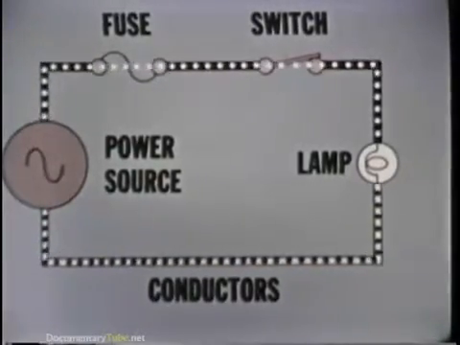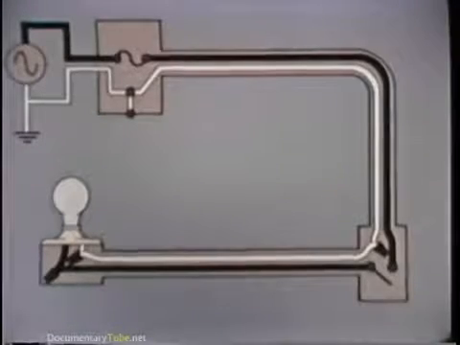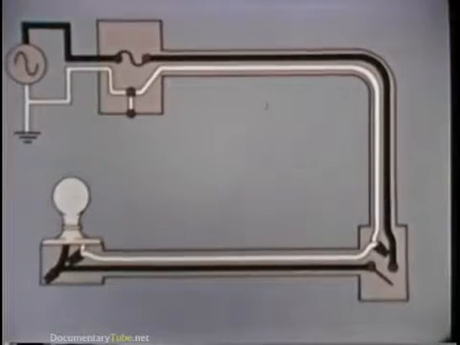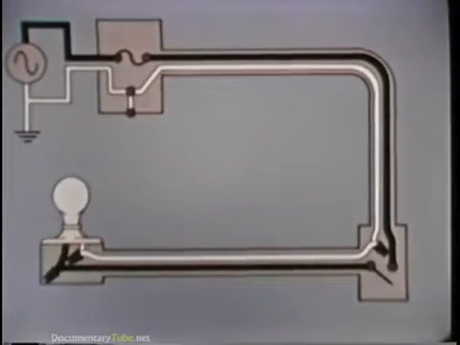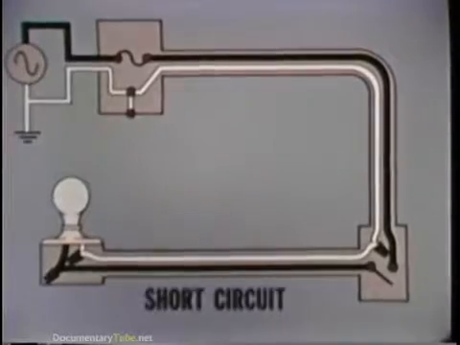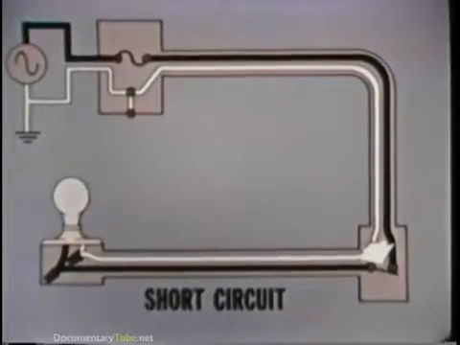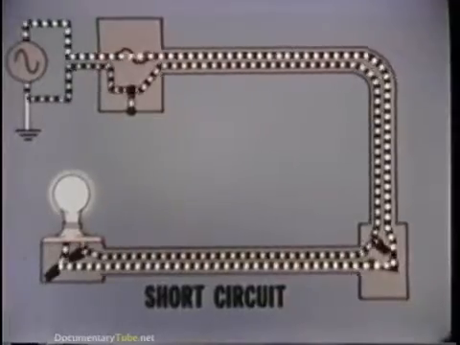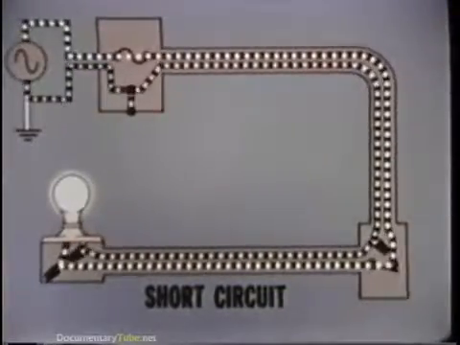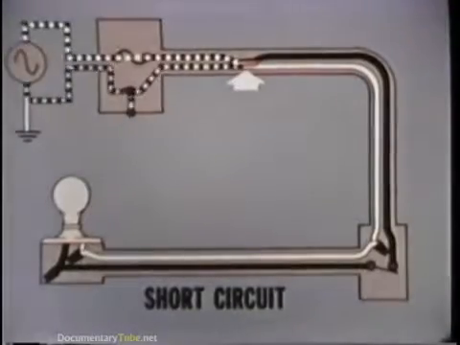Let's take this basic circuit, enclose it properly in protective boxes and conduit, and use it to demonstrate the three most common types of circuit trouble. First, we'll examine a short circuit. A short circuit results when two bare conductors are permitted to come into contact with each other.